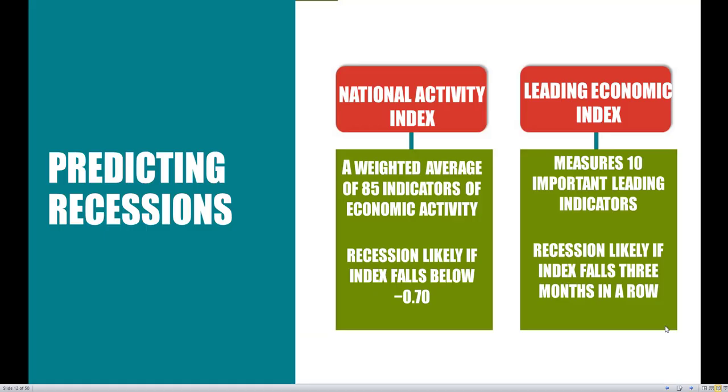While these two tools are fairly reliable at predicting when recessions may happen, the most prominent tool that economists use to predict recessions deals with the yield curve and the treasury spread, and we'll go ahead and build that up in our next video.